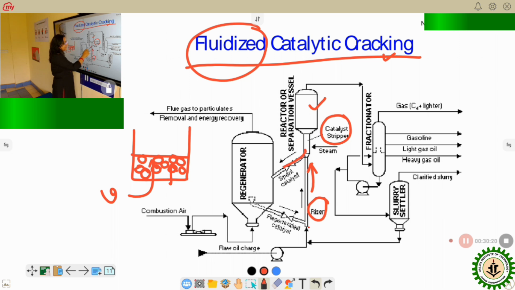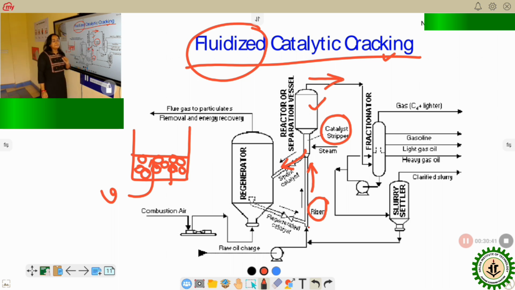and the spent catalyst will be collected through this pipe. Here through this chamber we will collect our spent catalyst, and the product which will be remaining there, that product will be sent to the fractionating column for further separation.